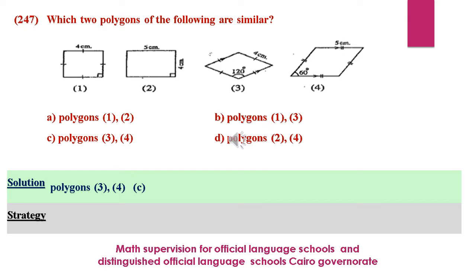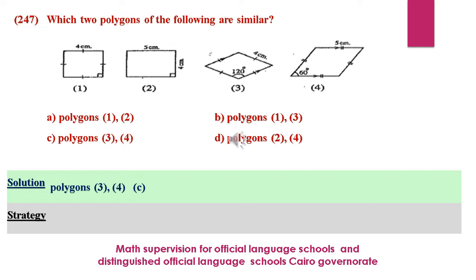Which two polygons of the following are similar? For two polygons to be similar, each two corresponding angles must be equal in measure and corresponding side lengths must be proportional. In figure 3 and figure 4, in figure 3 all sides are equal and equal 4 centimeters. In figure 4 all sides are also equal, equal to 5 centimeters. So the ratio between any two sides is the same.